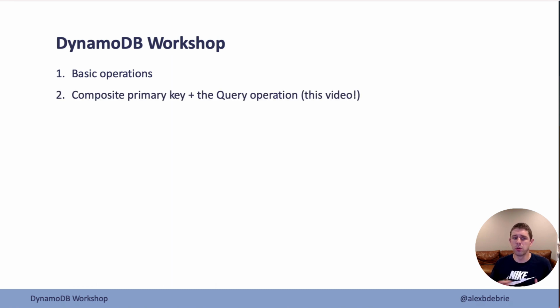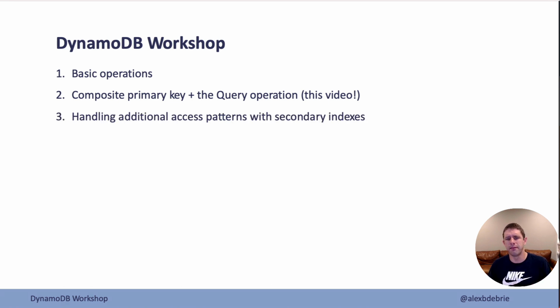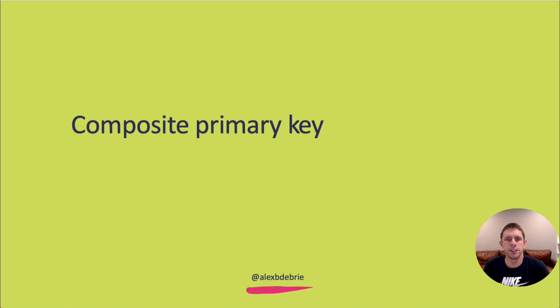Again, this is part of a series of the DynamoDB workshop, which is a 3-part series. The first part is about basic operations, where we created a table, wrote an individual item, read back an individual item, learned about condition expressions, things like that. This is part 2, where we're learning about the composite primary key and that query operation to work on multiple items in a single request. And then finally, part 3 is about handling additional access patterns using secondary indexes. So let's get started.